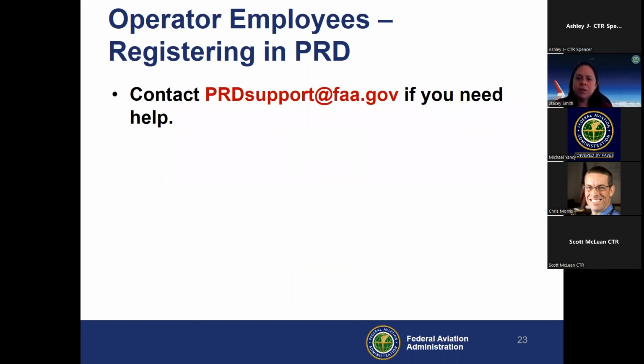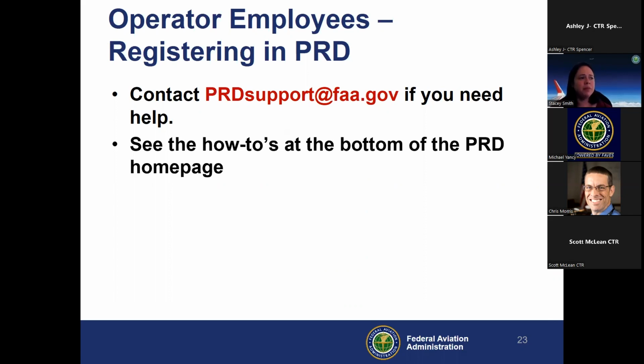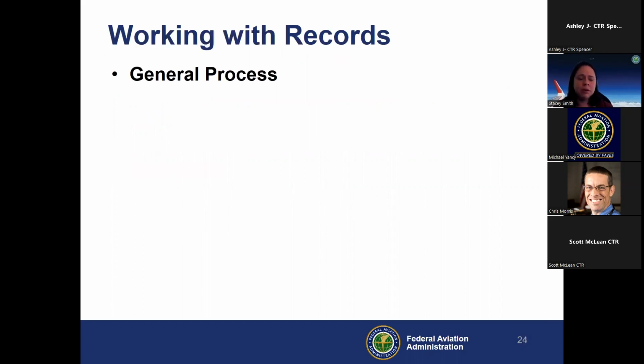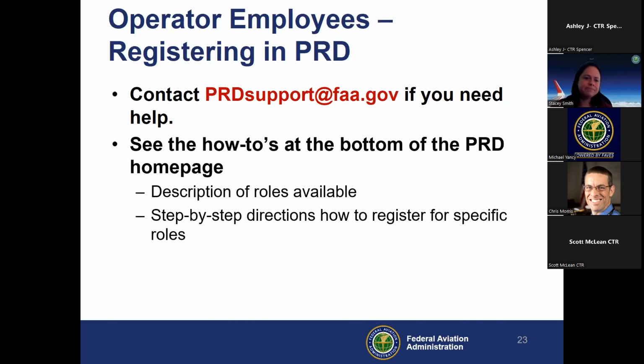And from here, you can start the registration process to register to be a responsible person, authorized consumer, authorized contributor, or user manager. We also have some guides at the bottom of our page to help you through the registration process. And in addition, we're always available at the PRD support at faa.gov if you need any additional help or have questions about the types of users, anything like that. So like I said, we have the guides there, and we're also always available to help and answer your questions.